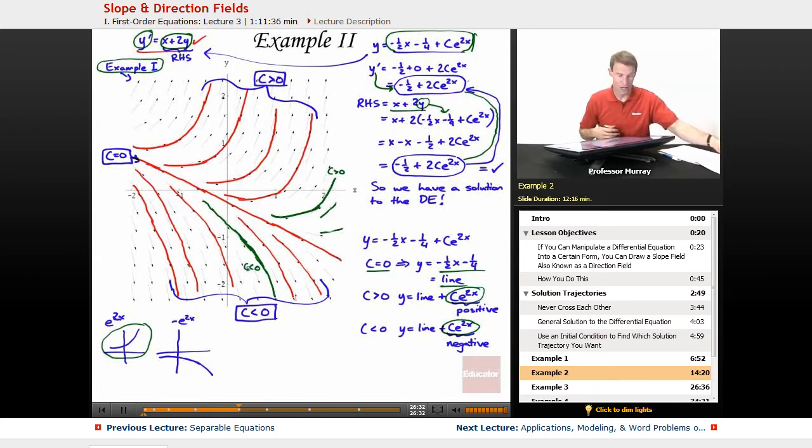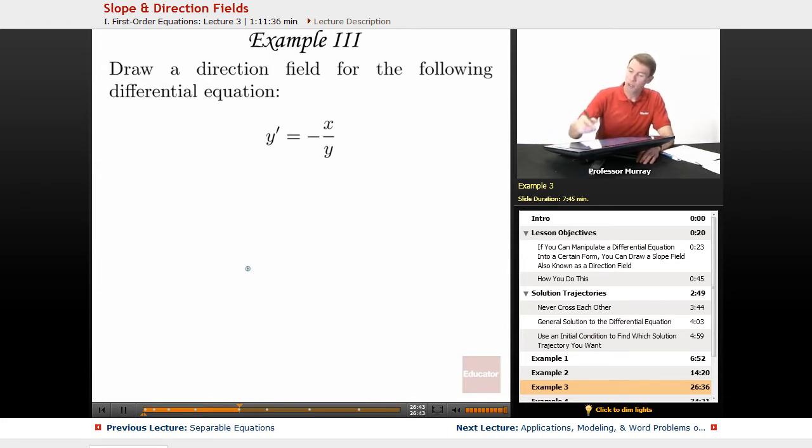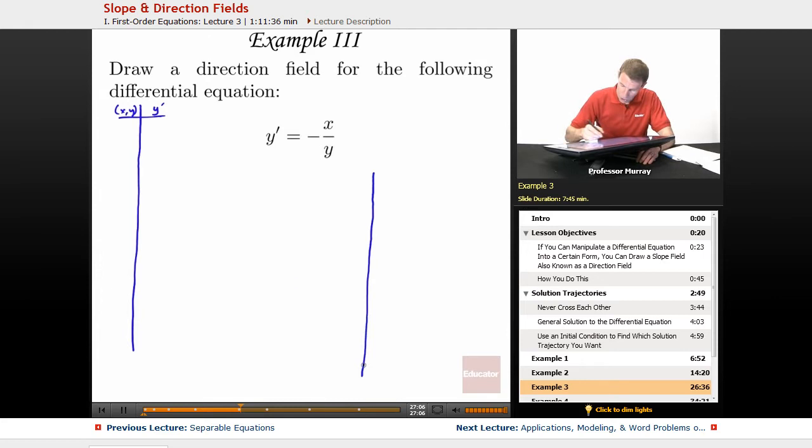So let's keep moving and try another one. In example 3, we're going to draw a direction field for the following differential equation. y prime is equal to negative x over y. So I'm going to start by making a little chart here in which I'm going to list various combinations of x's and y's, and then I'm going to plug them into the differential equation, and I'm going to see what I get for y prime. And once I've got a good number of points stored up, I'm going to draw a graph of those and see if I can get a general idea of what the direction field would look like.